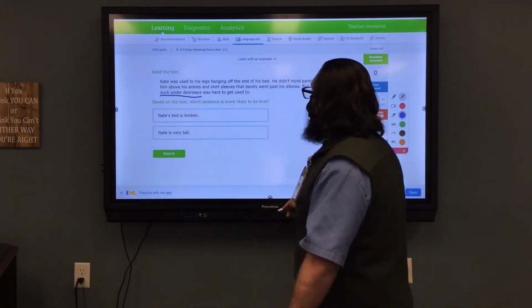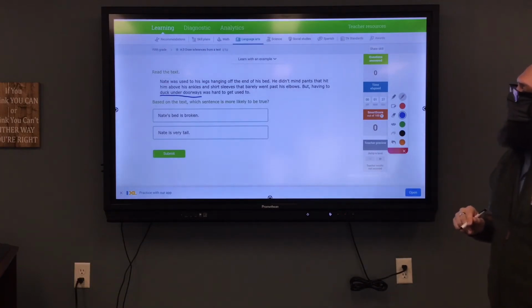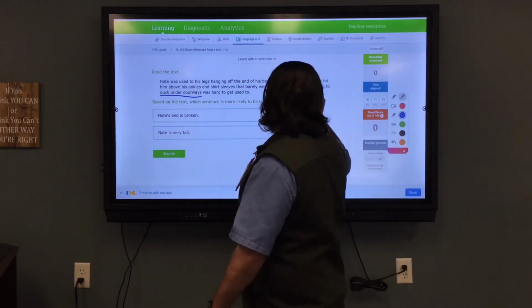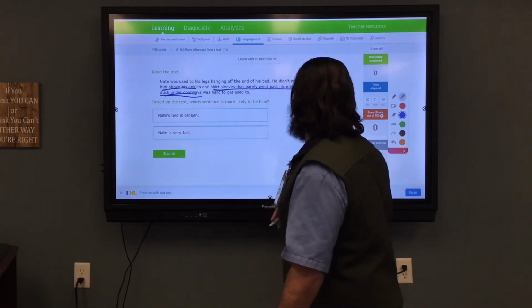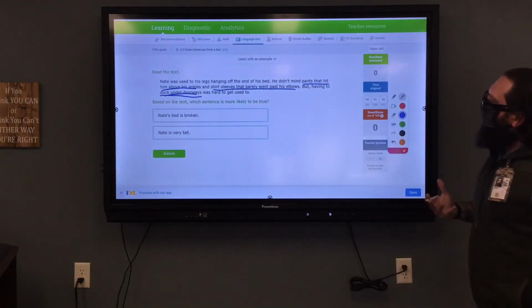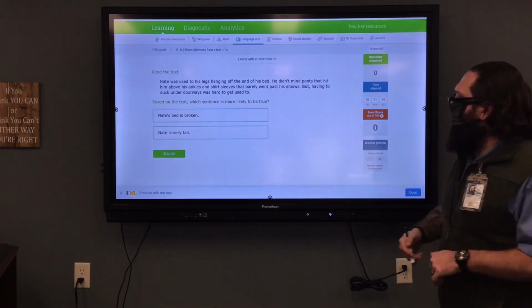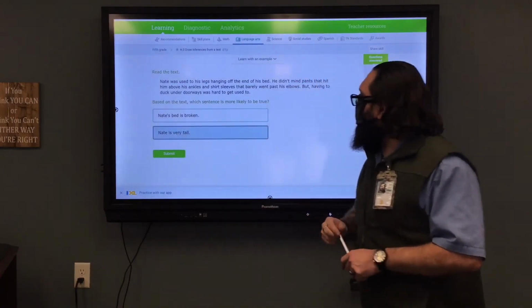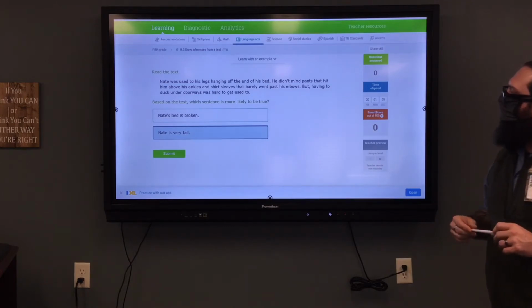Okay. Are there any other details? Pants hit him above the ankles. Shirt sleeves that barely went past his elbows. All right, pants that hit him above the ankles, shirt sleeves that barely went past his elbows. Okay, so all 3 of those details do support this idea that Nate is very tall. Now, why wouldn't it support the idea that his bed is broken? Because it wouldn't make any sense. Because that has nothing to do with him being tall.